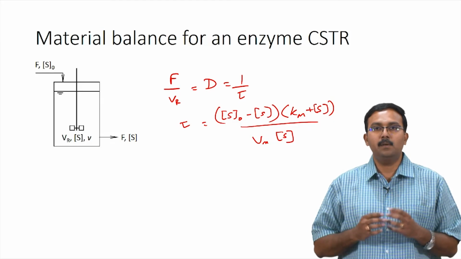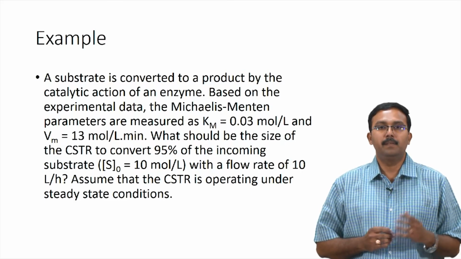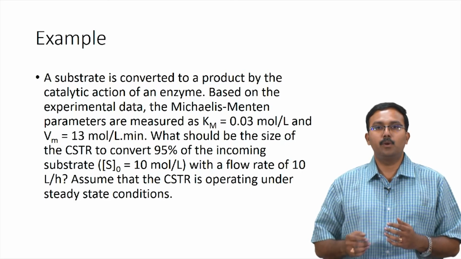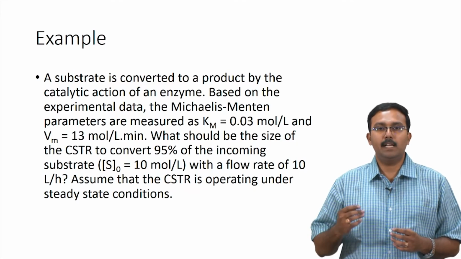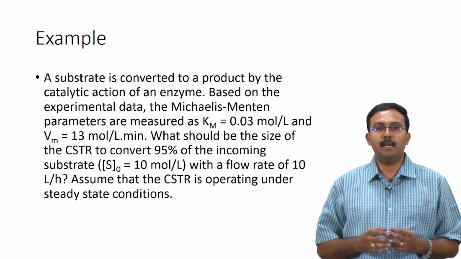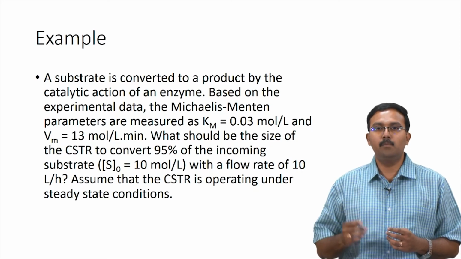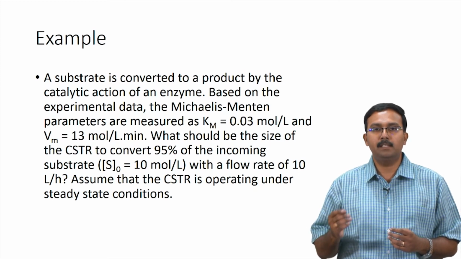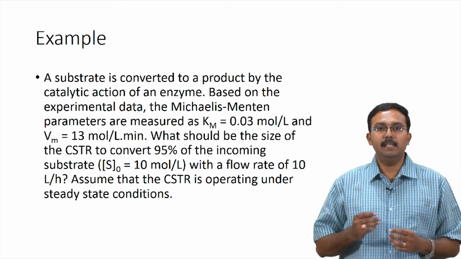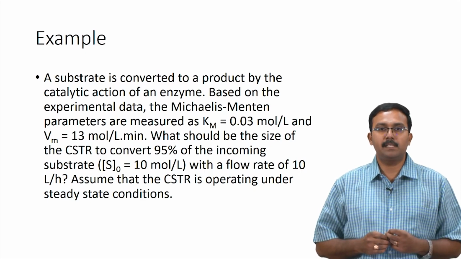Now, let us test our understanding using an example problem. So, here is the example problem. A substrate is converted to a product by the catalytic action of an enzyme. Based on the experimental data, the Michaelis-Menten parameters are measured as Km equals 0.03 moles per liter and Vm equals 13 moles per liter minute. What should be the size of the CSTR to convert 95% of the incoming substrate?